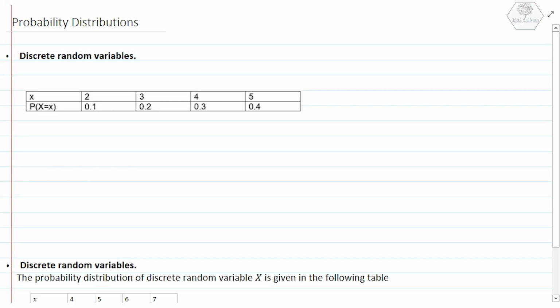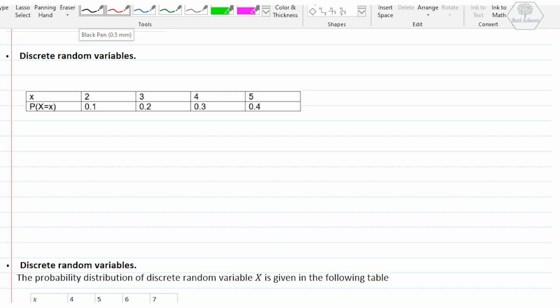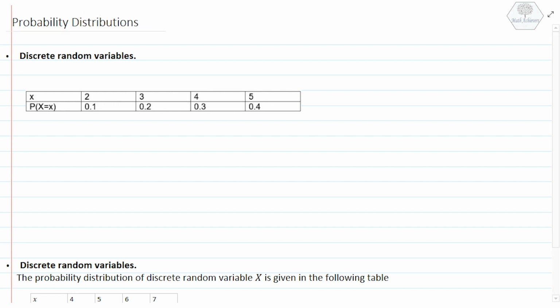Hi, our lesson now is about probability distributions. We'll start with discrete random variables distributions. Discrete random variables, from its name, I have x to be a discrete variable, either 2, 3, 4, or 5.